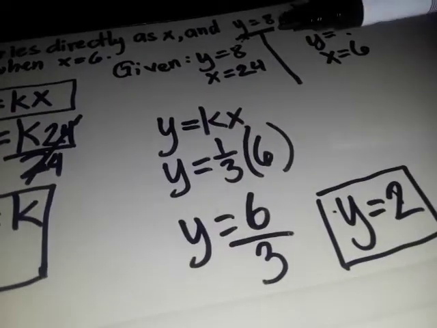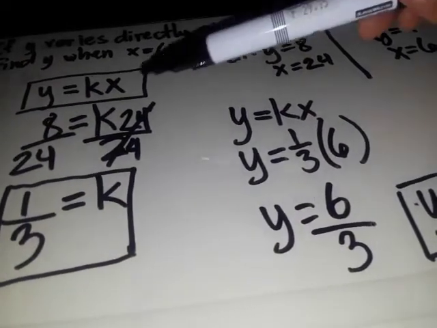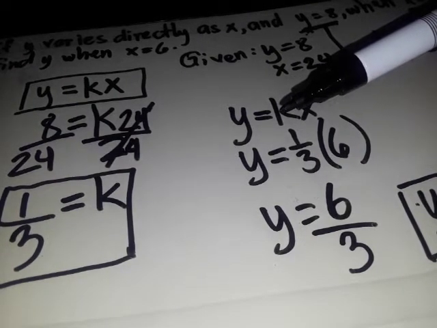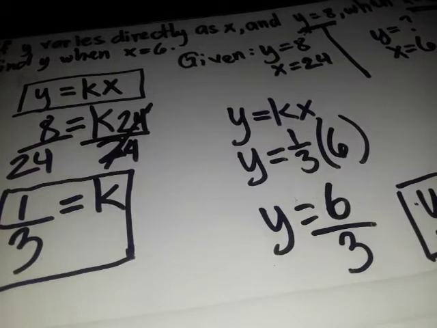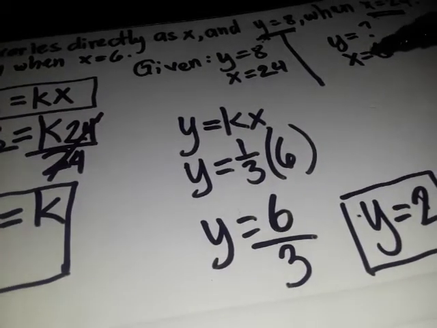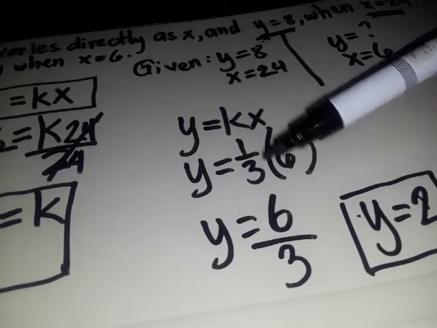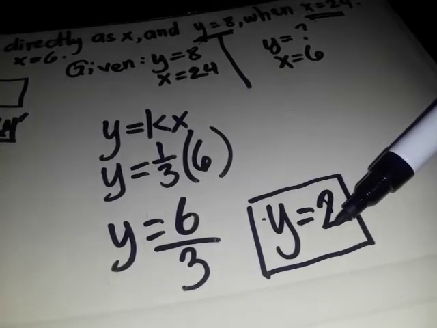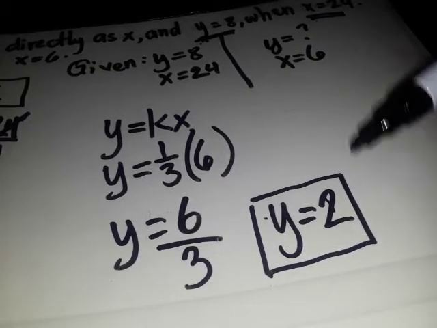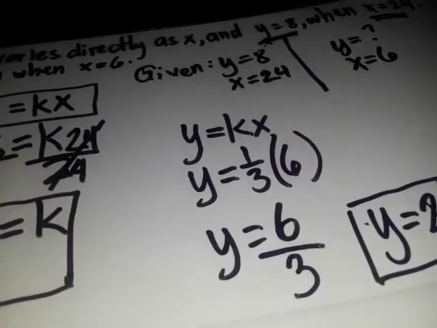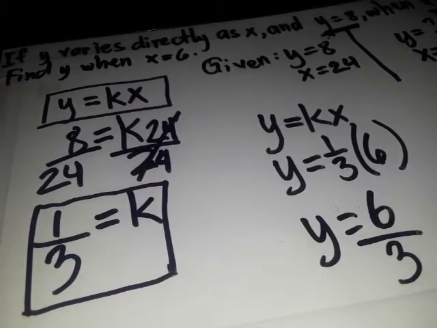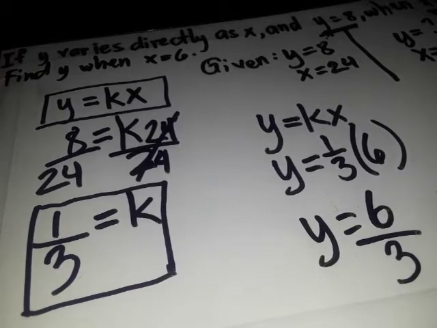Pag nakuha mo na si k, gagamitin mo ulit yung equation. So, yung equation ngayon, isa-substitute mo na yung nakuha mong k at saka yung pangalawang given na. So, i-substitute mo siya and then perform the operation. Pag na-perform mo yung operation, makukuha mo na yung value ng hinahanap mo. Okay? So, that's for example number 1. Bibigyan ko pa kayo ng dalawa pang example.